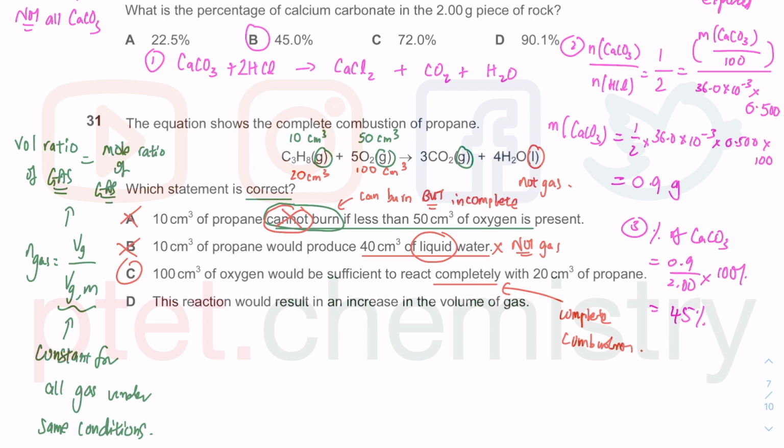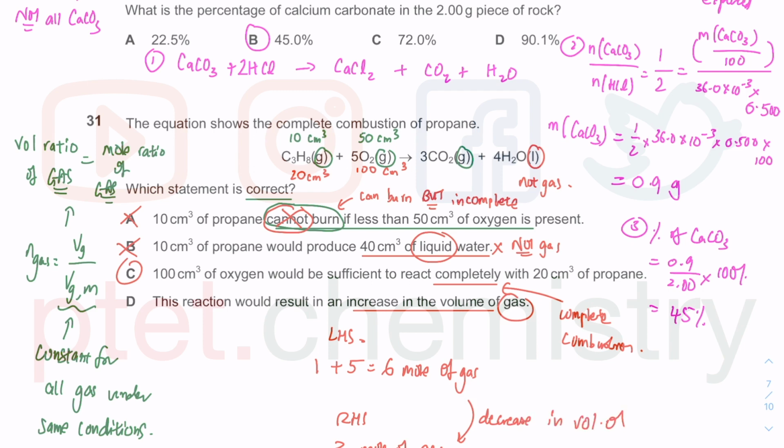And these reactions will result in the increase in the volume of gas. If you look at the left hand side, you have 1 mole plus 5, you have 6 mole of gas on the left. On the right, you have a total of 3 mole of gas. So going from 6 mole of gas to 3 mole of gas, this is a decrease in the mole. So this is a decrease in volume of gas. So increase is wrong, it should be decrease there. Okay, be very careful.